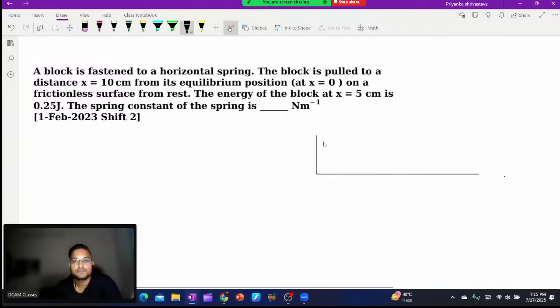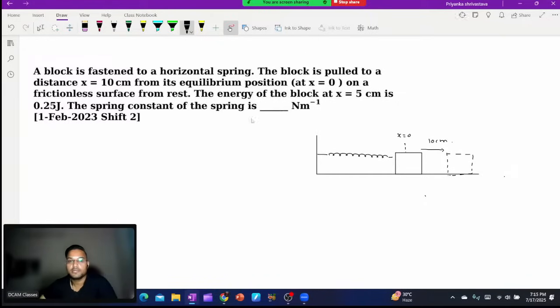The block is fastened to the horizontal spring like this. Okay, block, this was its original position when the spring was not expanded nor compressed. Block is pulled by a distance 10 centimeter. Now it is pulled to a distance of 10 centimeter here. Now it has come to this position.